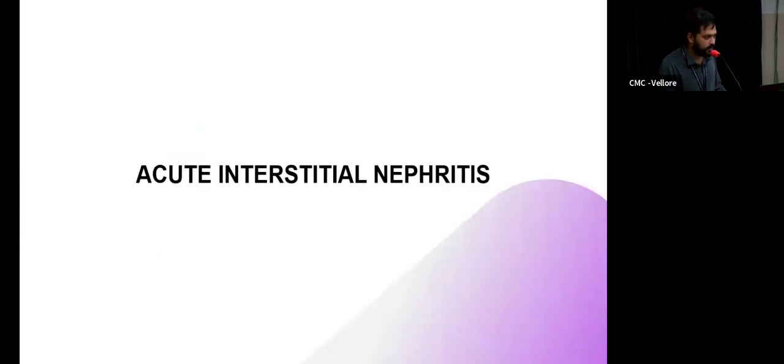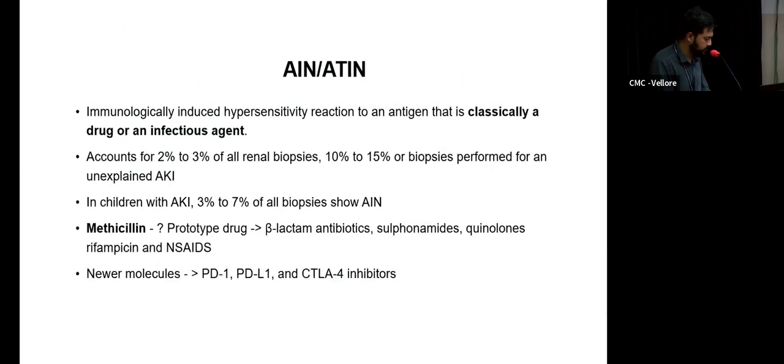So, coming to the topic of acute interstitial nephritis. It's usually an immunologically mediated hypersensitivity reaction to an antigen that is classically a drug or an infectious agent. It accounts for 2 to 3% of all biopsies, so if you biopsy 100 people, around 2 to 3 will have this, and 10 to 15% of biopsies performed for an unexplained AKI. In children, the incidence is around 3 to 7%.